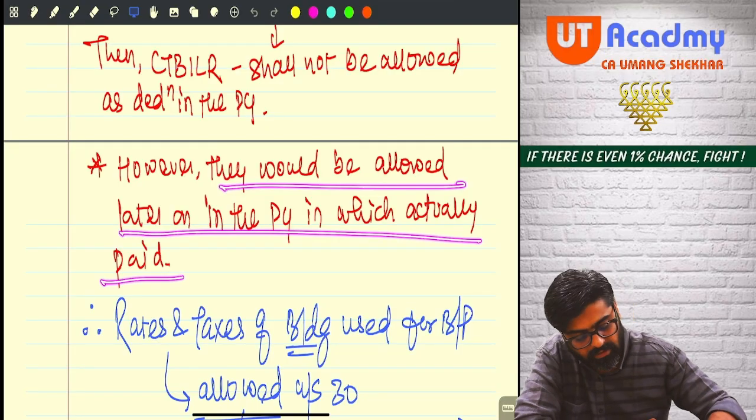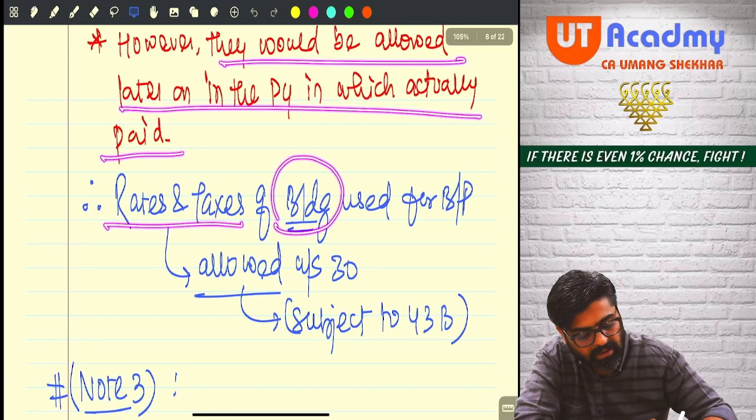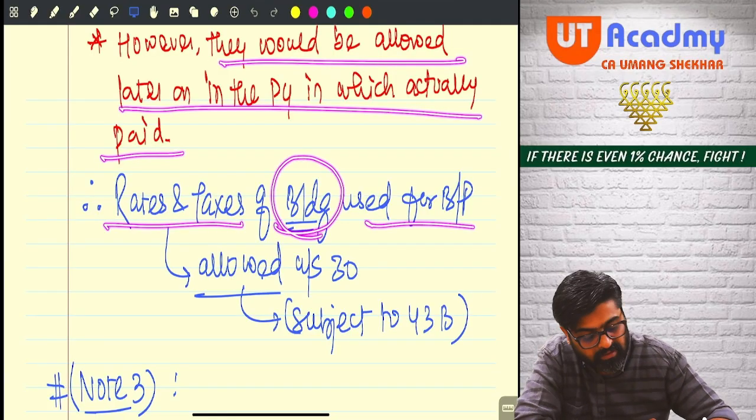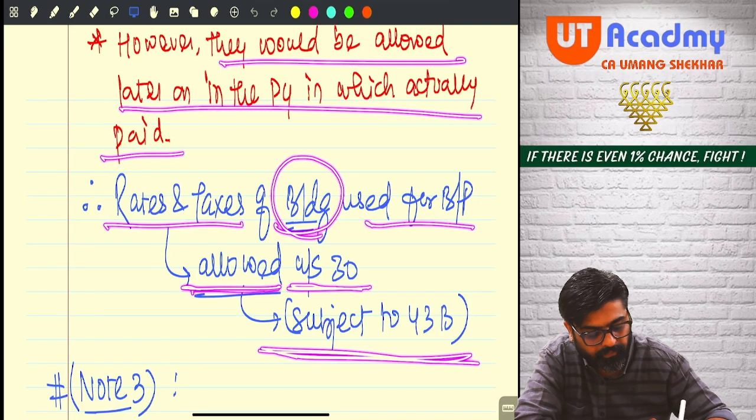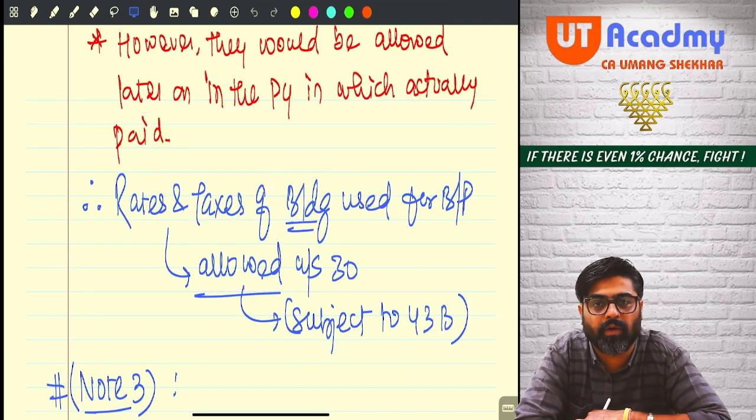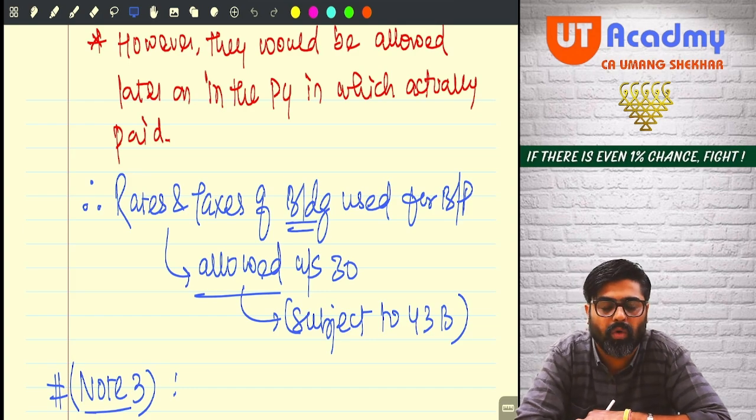Understood? Hence, the rates and taxes of the building used for the purpose of business or profession are allowed under section 30 subject to 43B. Subject to 43B means payment basis. Got it? Section 30 over.